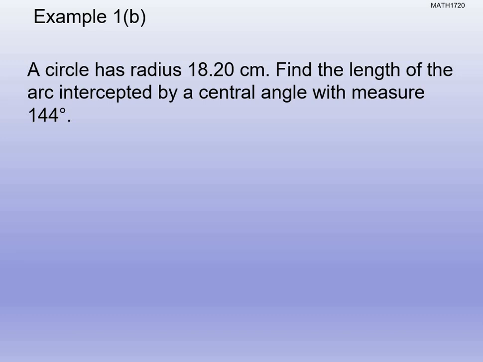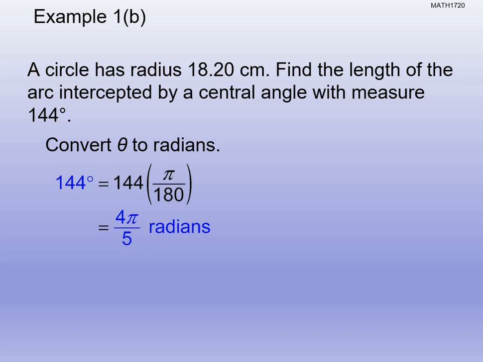Anything that we are doing in arc length for this section has to be in radians. So remember, to convert theta to radians, we have to multiply by pi over 180. So you're going to take pi divided by 180, multiply it by 144, and you'll get 4 pi divided by 5 radians. You can use the decimal version of this as well, right? It's approximately 4 times 3 is 12, so a little bit more than 12 divided by 5.